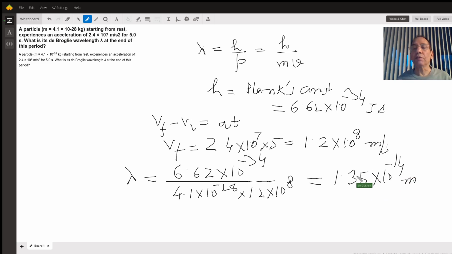I've taken the significant figures as 1.35, whereas the actual value works out to 1.345. So if we round off to the second decimal place, and this is important because 10^-14 is a very, very small quantity.